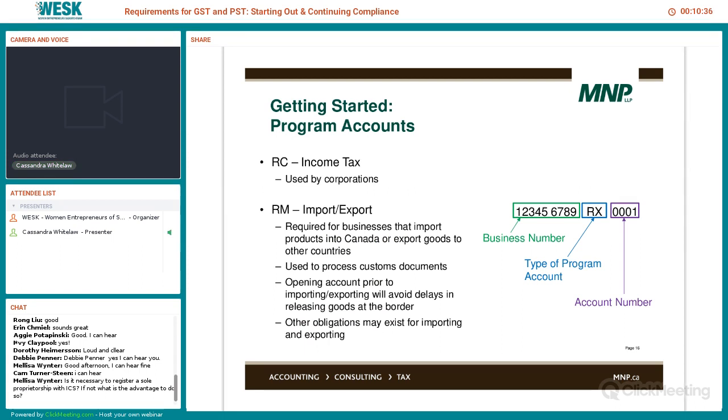So the most common types of program accounts: the RC is for income tax for corporations. There's RM accounts, which are for businesses that are importing products into Canada or exporting products outside of Canada. And so this account is used to help process customs documents and help things go smoother at the border.